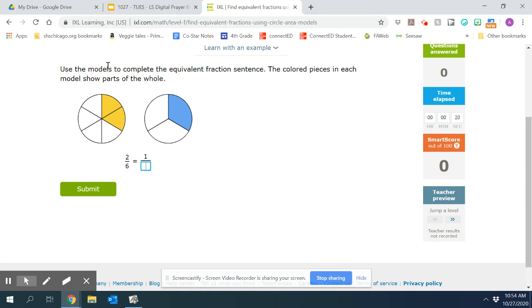And you're going to use the models to complete the equivalent fraction sentence. The colored pieces in each model show parts of the whole. So in this one, we see 2/6. In this one, we see 1/3. So you would fill out that denominator.